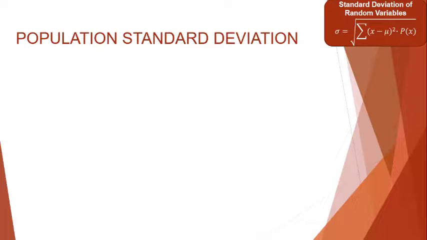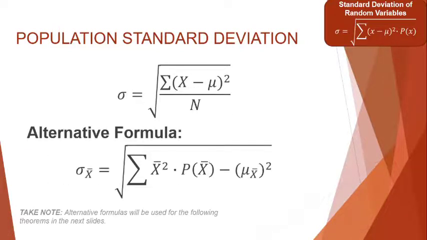So, what could be the purpose of the alternative formula? Later on, we can find out. Standard deviation is just like the variance, but in this case, the square root. In other words, it is the square root of variance. So, what is the purpose of the alternative formula? Alternative formulas will be used for the following theorems in the next slide. So, next slide.